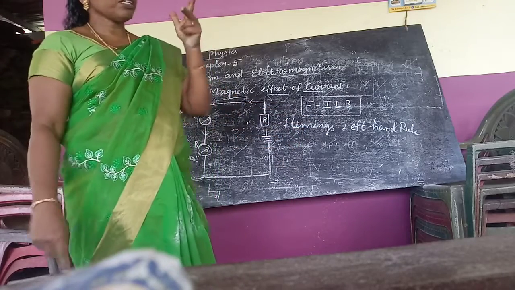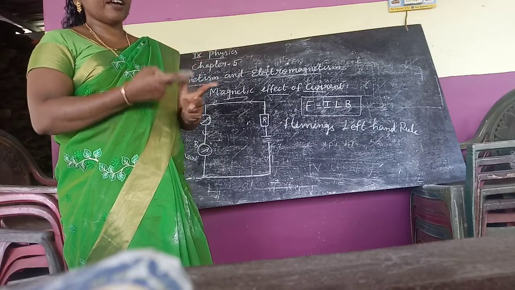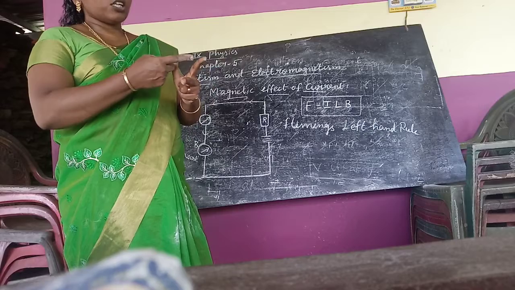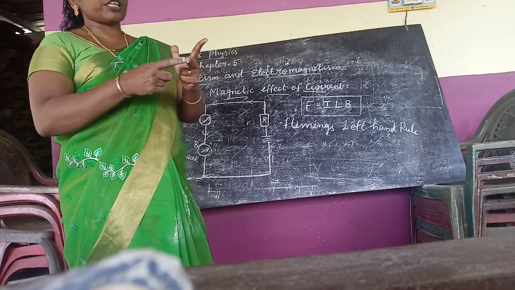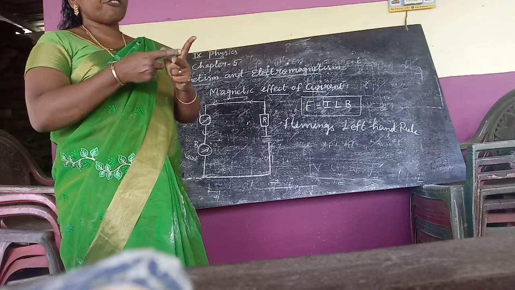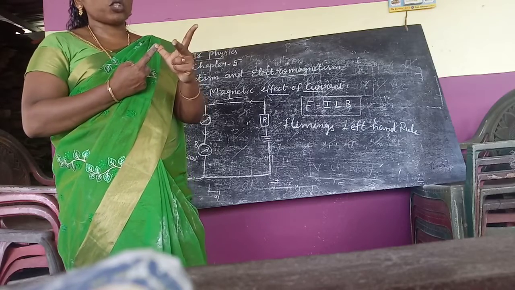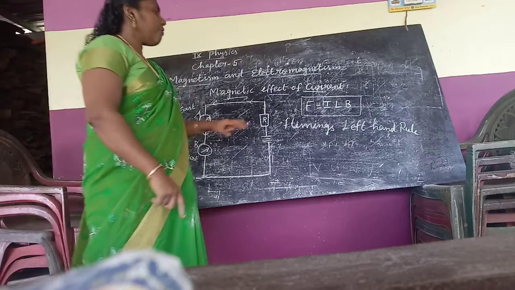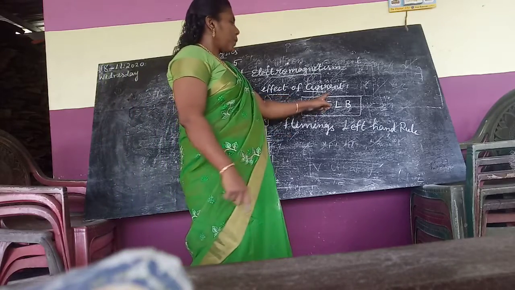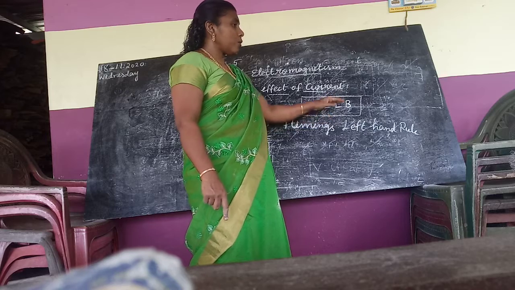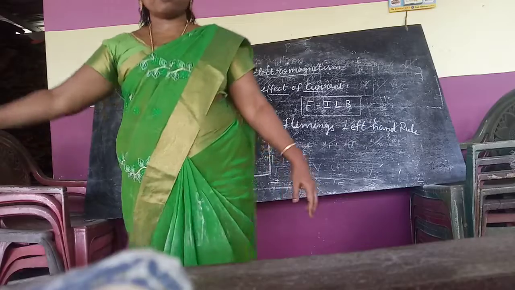Once again, stretch three fingers: the middle finger, the second finger, and the thumb. All three are mutually perpendicular to each other. The middle finger shows the direction of current, and the second finger shows the direction of the magnetic field. The thumb shows the direction of motion of the conductor. So this is Fleming's left hand rule. Then we can do the problem. Problem number 1: by using which formula? F equal to I L B. Now take your book, students.